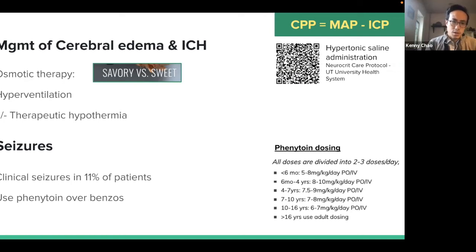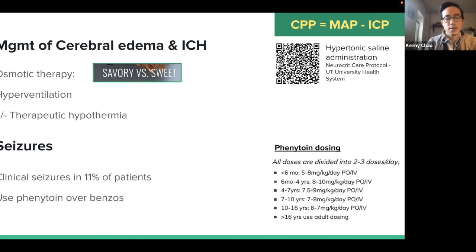In terms of seizures, they're present in about 11 to 16% of patients. You don't want to have seizures, obviously, increases metabolic demand. It's associated with increased mortality. The first line agent is phenytoin. And the reason for this is that it's just been used in adults as a first line. So they're extrapolating it for peds population.